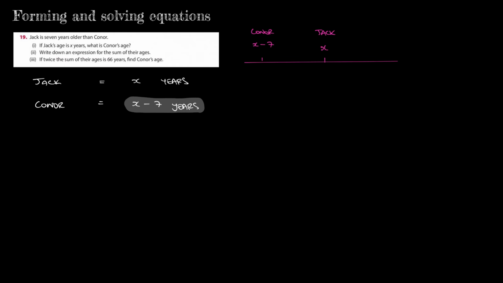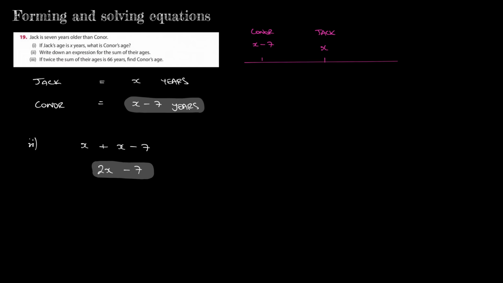Write down an expression for the sum of their ages. So if we were to add them together, for part 2, the sum of their ages will be x plus x minus 7. And I just write in the expression, so that's 2x minus 7. So 2x minus 7 would be the expression to represent their two ages if we were to add them together.